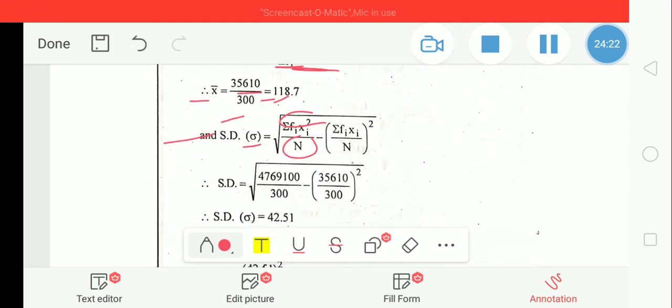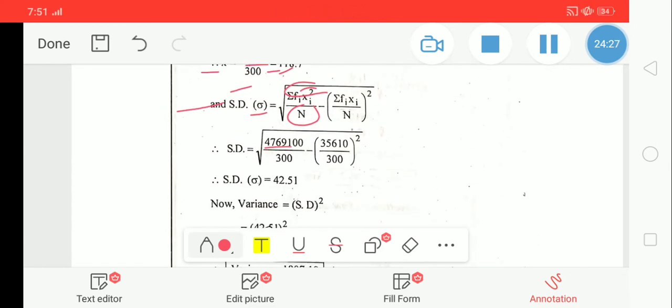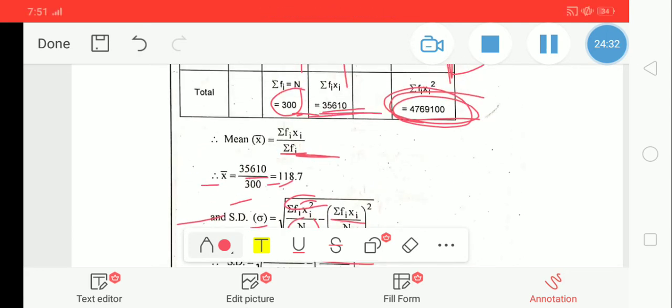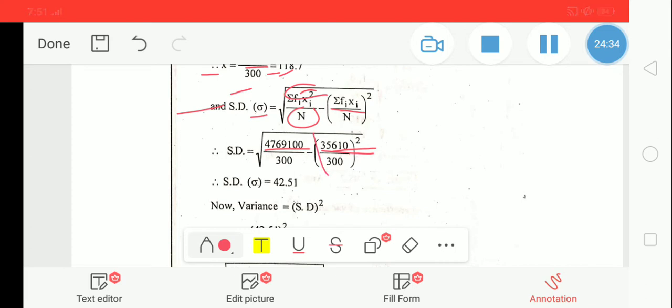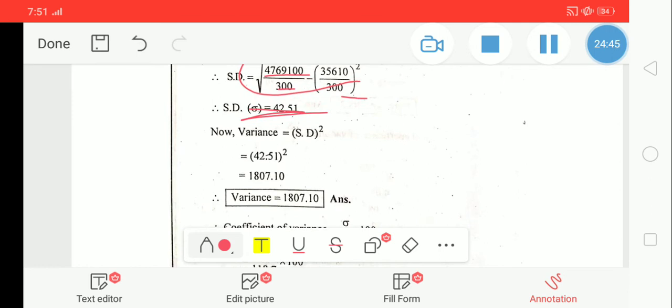N is the summation of fi, that is 300. So this is the value, we put it here, and summation of fi xi is 35,610 here, and whole square, and n is the summation of fi, 300, so the value is 42.51. Standard deviation is 42.51. And find the variance. So standard deviation square, 42.51 square, that is 1807.10. This is the variance.